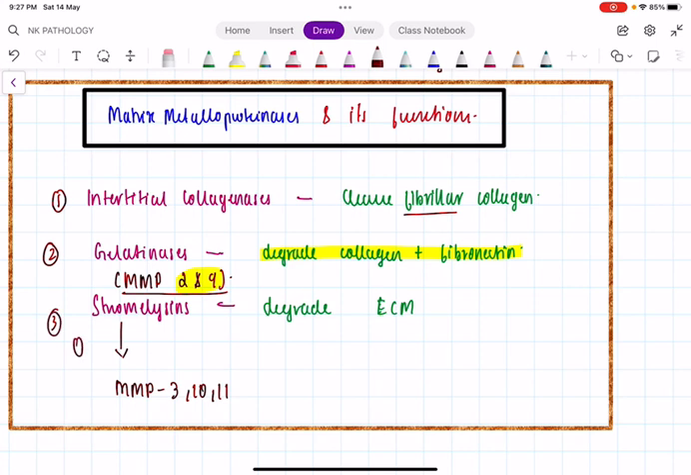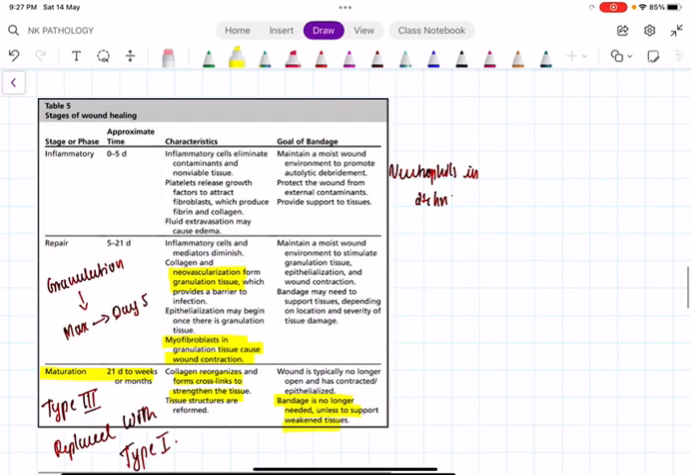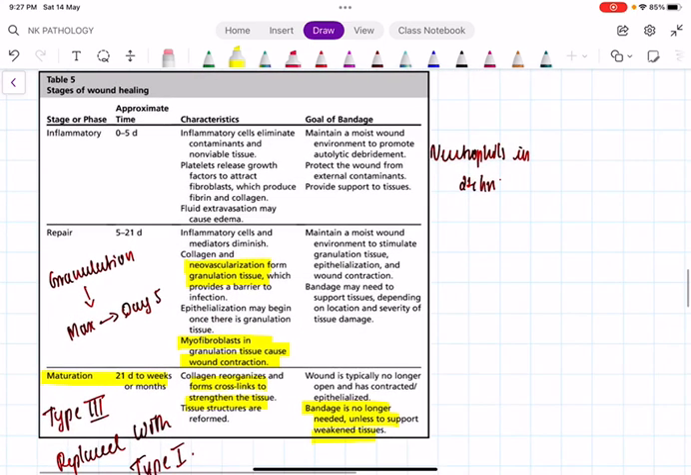Stromelysins. See, stromelysins, it may be a potential MCQ question. They are MMP 3, 10 and 11. They degrade the extracellular matrix components. I'm just highlighting it: stromelysins, STRO, stroma, like that. Then the stages of wound healing: we have the inflammatory stage, repair stage and mature stage.